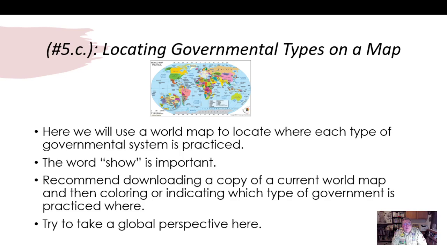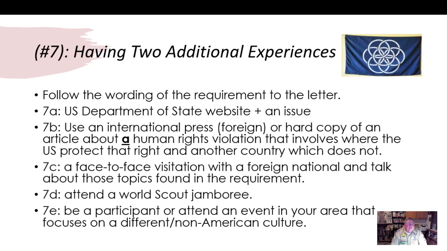In 5C, we want to take those different types of governments and show them where they're practiced on a map. We can do this a number of ways, and it tells you in the slide how you can go about doing it. But the key here is to try to take a global perspective and see what's going on around the world, avoiding a particular continent or region. So once you get that accomplished, then you can move on to number 7.